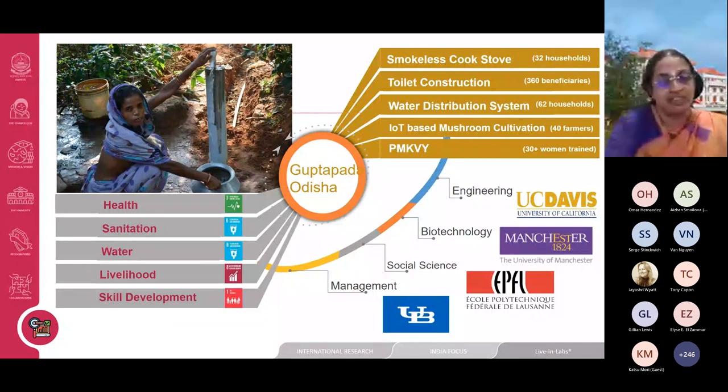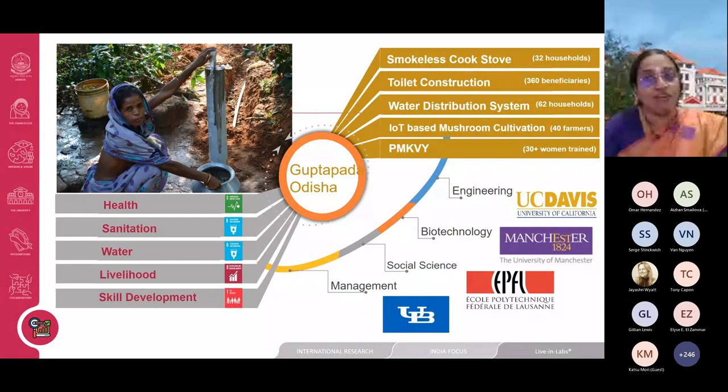So this is one example, Guptapada Odisha community, where we have worked on different areas: health, sanitation, water, livelihood, and skill development, and provided solutions such as smokeless cookstove, toilet construction, water distribution system, IoT-based mushroom cultivation, and Pradhan Mantri Kaushal Vikas Yojana, by integrating the faculty and students from multiple campuses and also working with multiple partners.